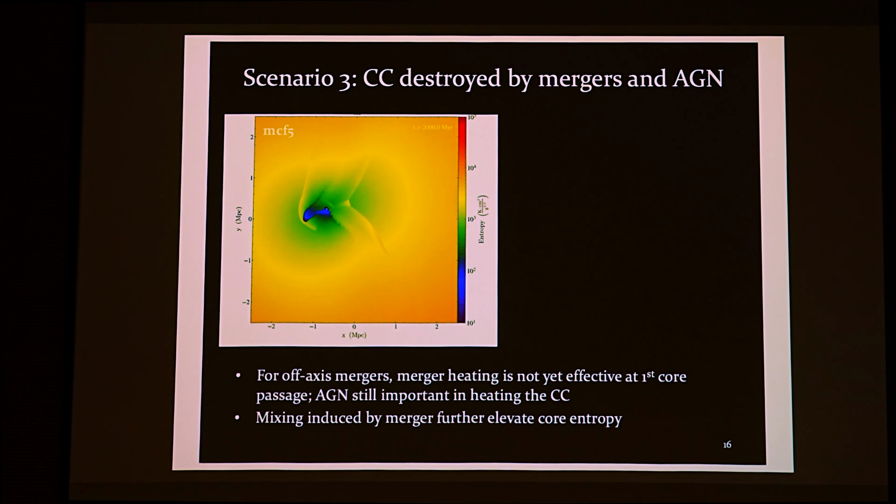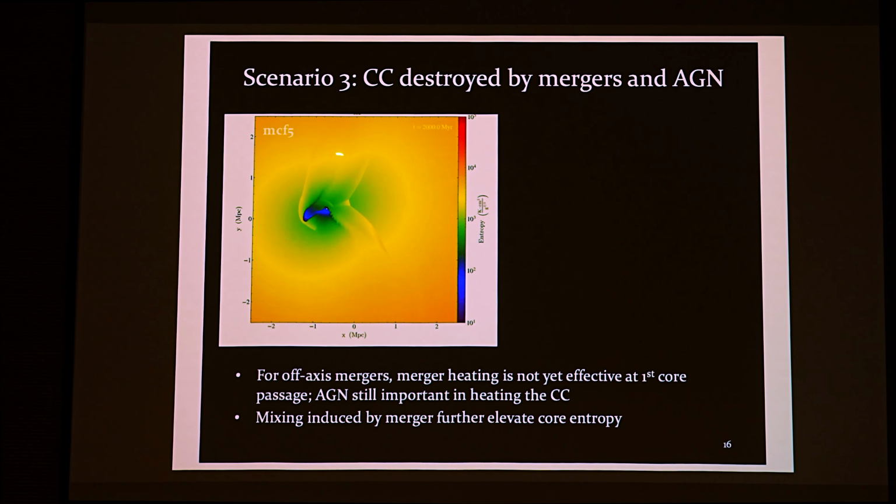So here I'm showing you the entropy map of one of these four off-axis simulations right after the first core passage. You can see that the subcluster has already flown by the main cluster, and right after the first core passage, the main cluster still has pretty low entropy. Therefore, there's still some cool gas that's streaming into the central black hole, triggering AGN activity. And therefore, for some period of time, like several gigayears, right after the first core passage, AGN heating is doing the work of heating the core.